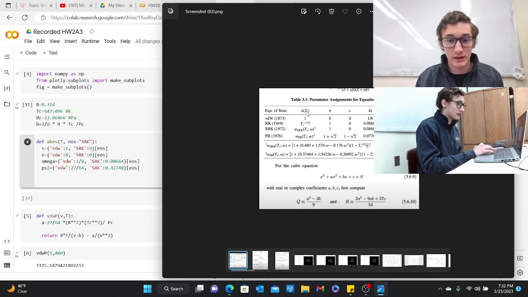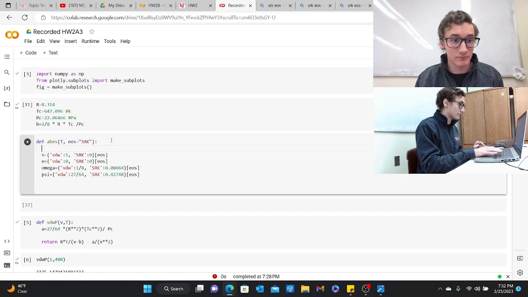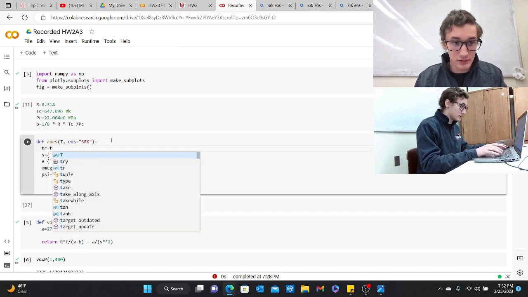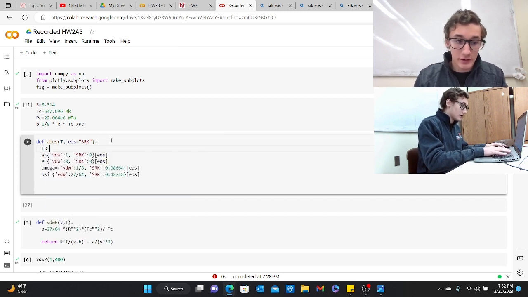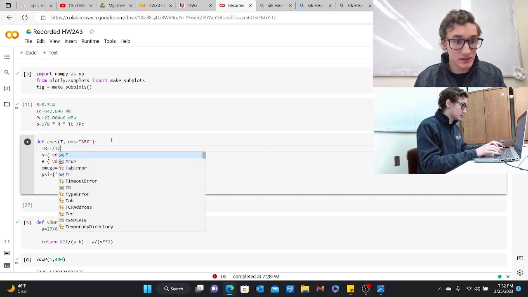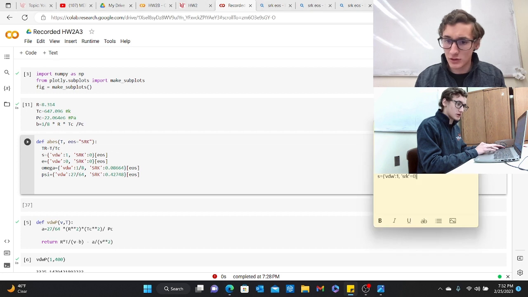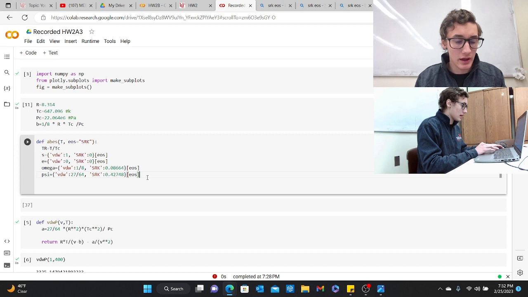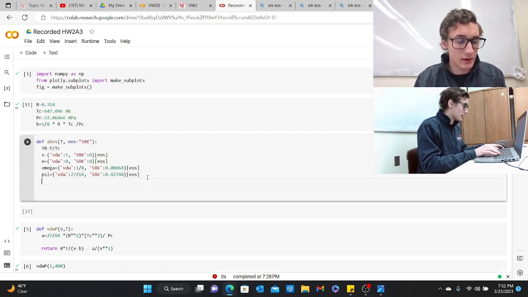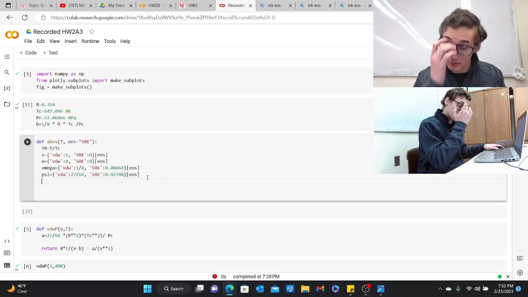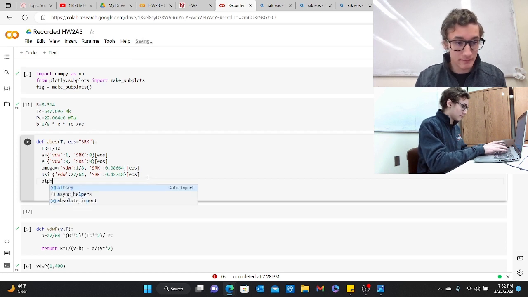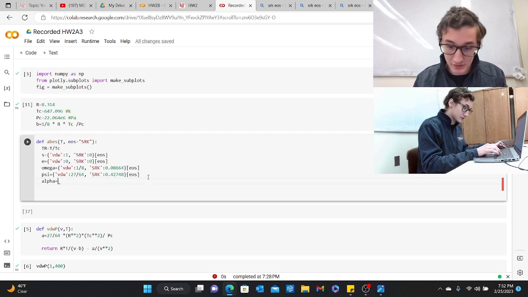Now this is going to be alpha. But to calculate alpha, since we need TR, and so TR equals T divided by TC, I believe. I wrote that down over here just to make sure. Yep, T over TC. Okay. And now we have, we're going to call this alpha. This one's going to get really ugly, just a heads up.